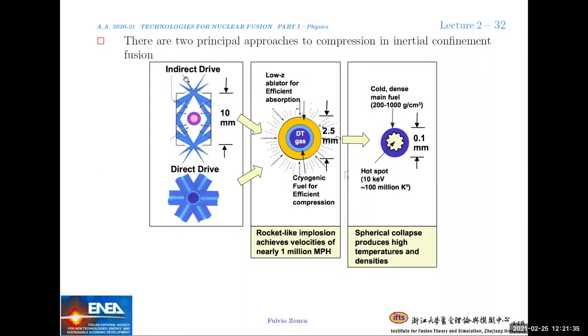So the two types of approaches are the so-called indirect drive, which consists of a cavity, the so-called hohlraum, a name coming from German, with two endpoints in which a number of laser beams are entering and impinging over the walls of this region, and this is in the range of 10 millimeters. This is very small, it's a very small thing. And the system around is huge, okay? It's various meters. So the radiation that is emitted from the surrounding is isotropized and impinges on the target that you see here, and eventually goes through the compression.